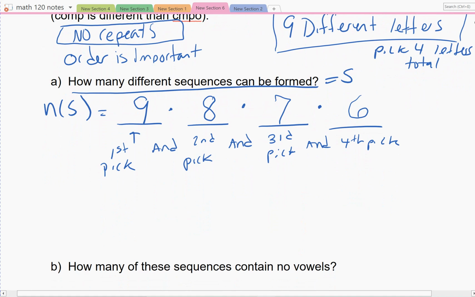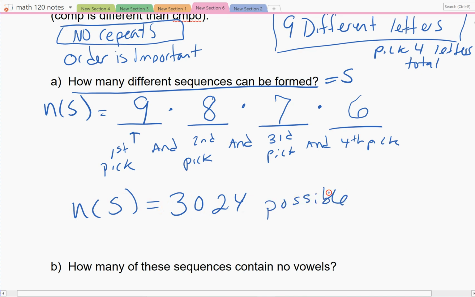6 comes from, I have 9 choices for my first and 8 choices for my second and 7 for my third and 6 for my fourth. And so then you multiply those out, 9 times 8 times 7 times 6, and that will give me a total of 3,024 possible 4-letter sequences.